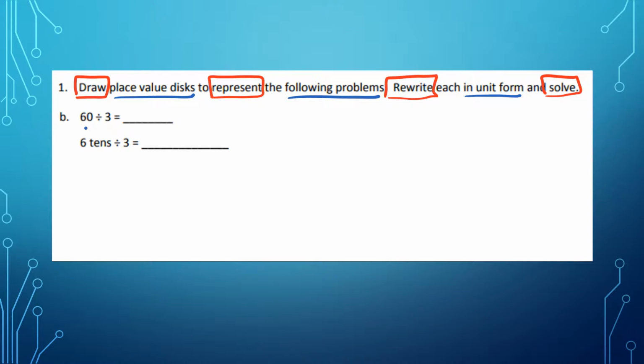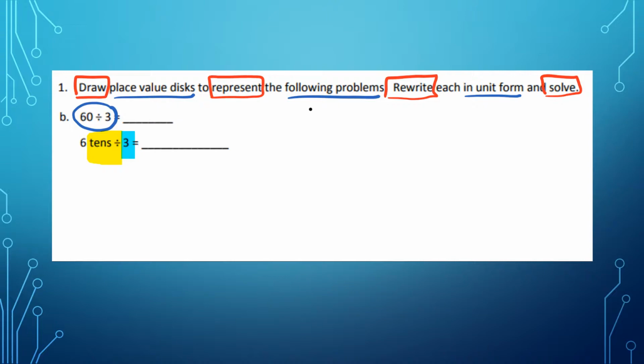Now our problem is 60 divided by 3. I do not want to draw 60 place value discs, and it would take up a lot of room on my paper. So I see that the 6 is in the tens place. So instead of drawing 60 ones, I'm just going to draw 6 number discs and make them each have a value of 10. I need to divide these into groups of 3.